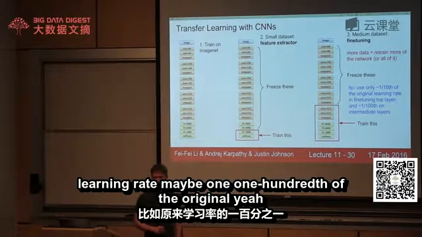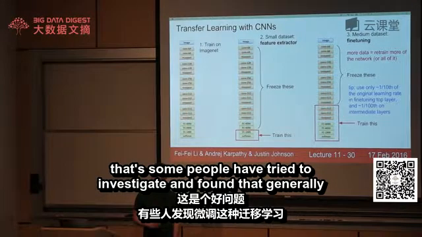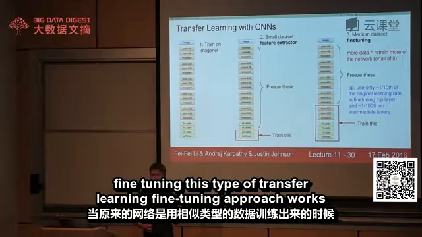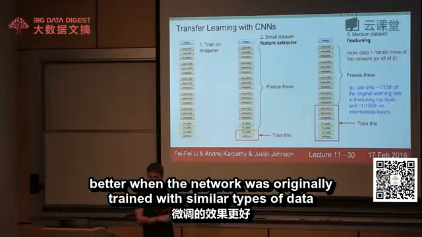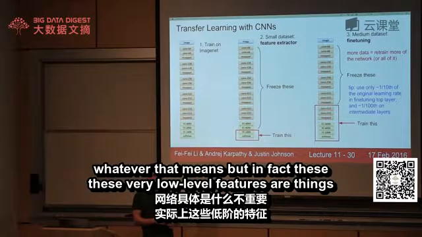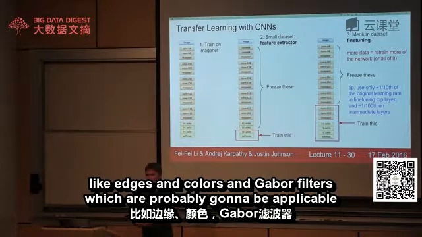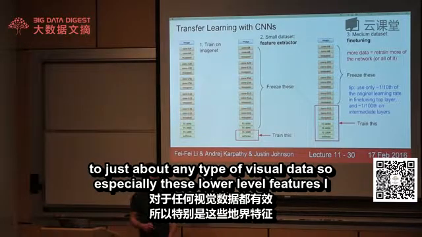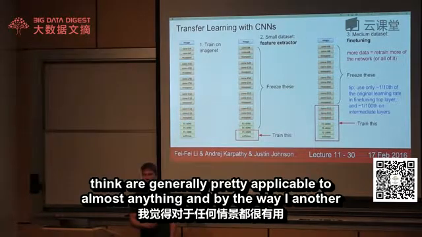Yeah? Will this only work if your task is roughly similar to what the lower levels were trained for? That's a good question. Some people have tried to investigate that and found that generally this type of transfer learning fine-tuning approach works better when the network was originally trained with similar types of data, whatever that means. But in fact, these very low-level features are things like edges and colors and Gabor filters, which are probably going to be applicable to just about any type of visual data. So especially these lower-level features, I think, are generally pretty applicable to almost anything.